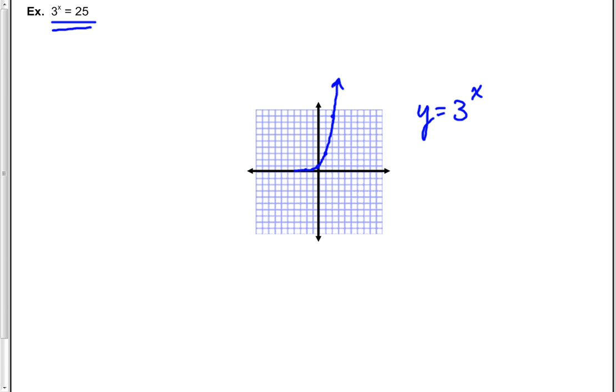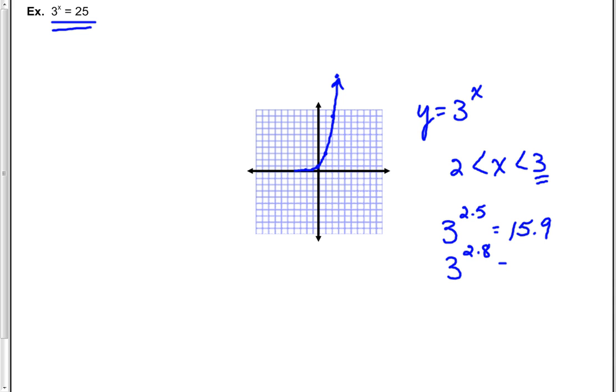My graph doesn't extend far enough, but I know that 3 squared is 9, and 3 to the power of 3 is 27. So somewhere closer to 3 is my answer. So x must lie between 2 and 3, a little closer to 3. Let's see if it's right in the middle. We're going to do some trial and error. 3 to the 2.5. If we type that into our calculator, I get 15.9. Right, not big enough.